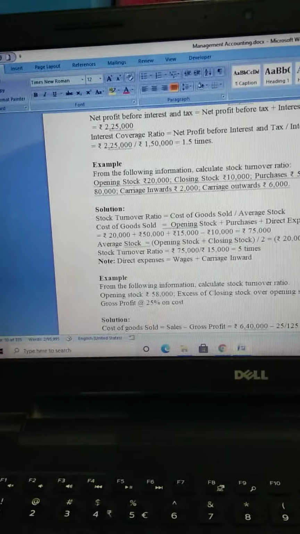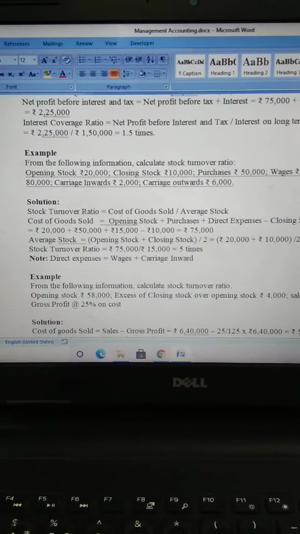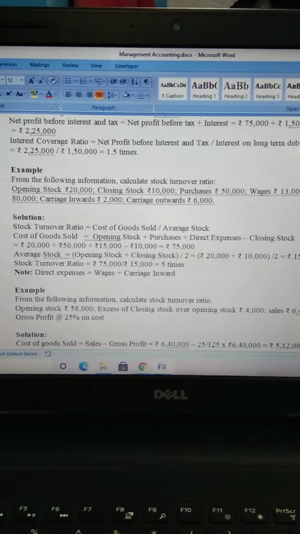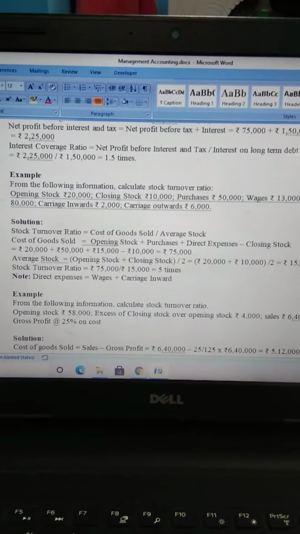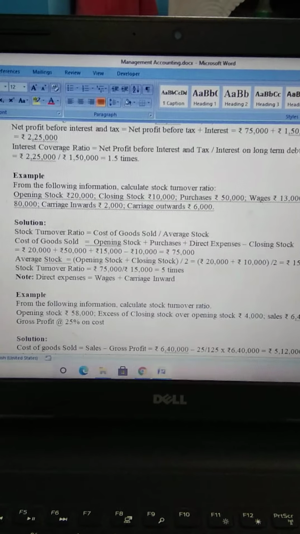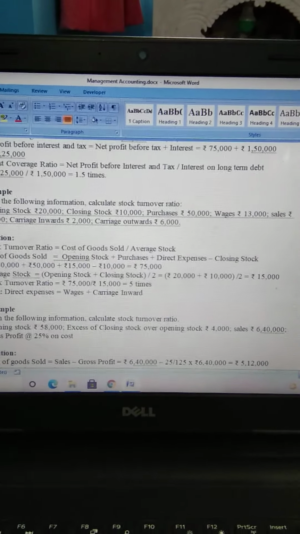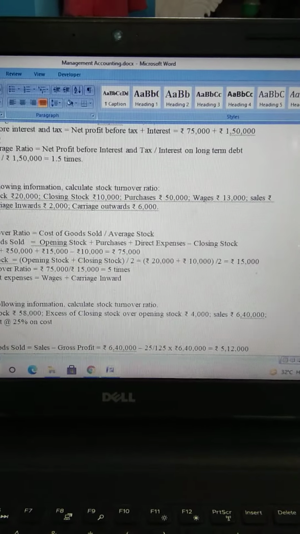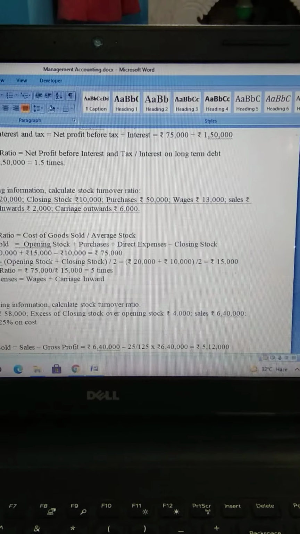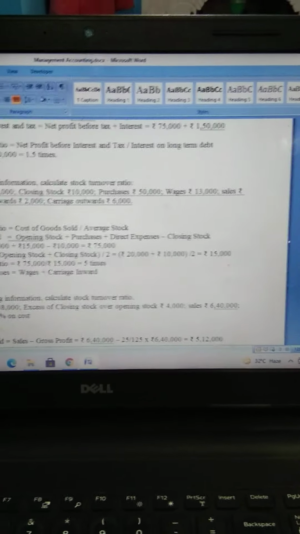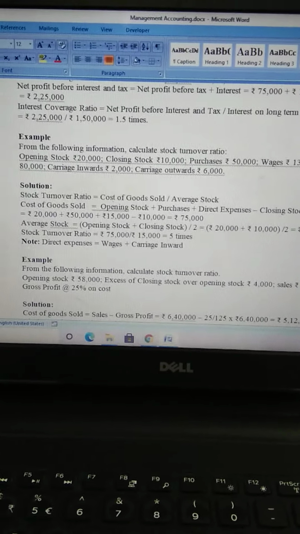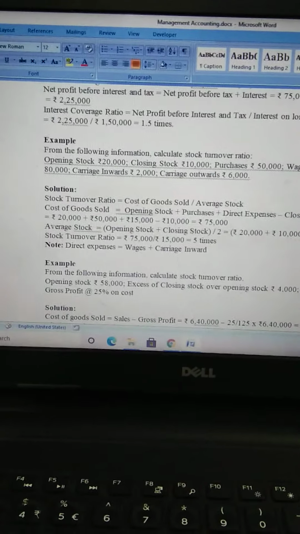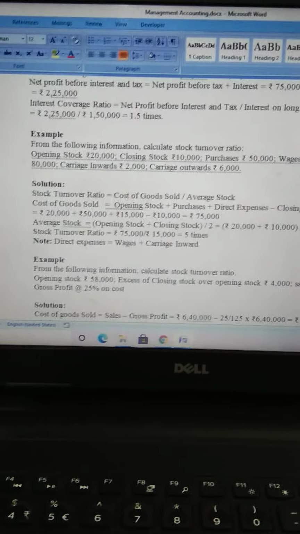What is average stock? Opening stock plus closing stock divided by 2. Students, you should note that in case of absence of opening stock, the closing stock should be considered as average stock. Here the opening and closing stock figures are given and divided by 2, and it came out as 15,000. Stock turnover ratio is 75,000 by 15,000, that is 5 times. The direct expenses are wages plus carriage inward.